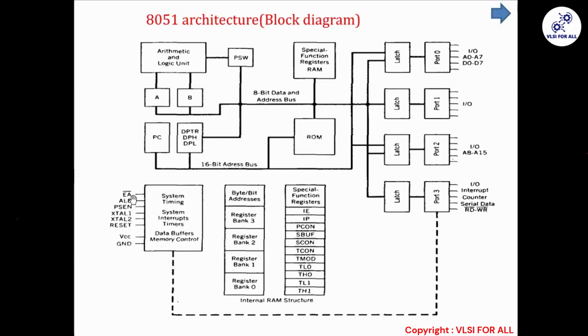So VCC and ground are required. Enable bar, ALE, address latch enable, then PSEN, external 1, external 2. This is dealing with the clock and the reset. These are some pins of our microcontroller. So this is how the architecture is.